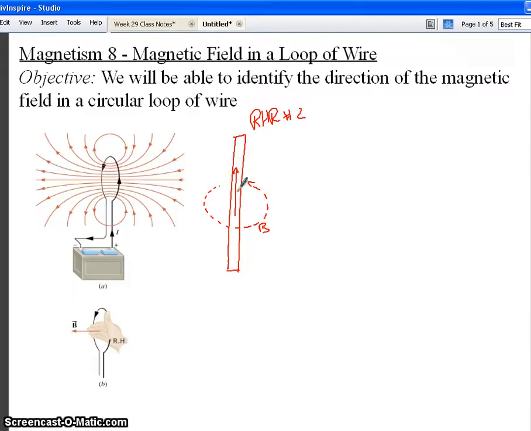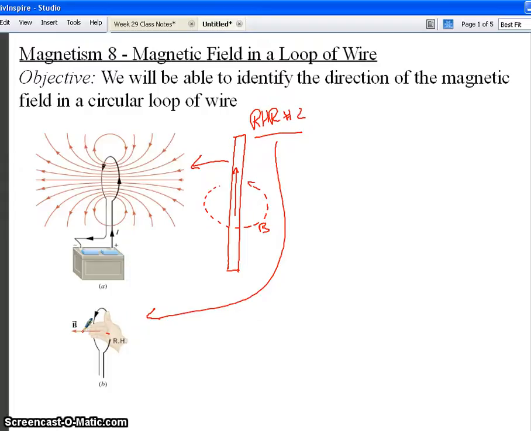So what if I take this wire right here and I bend it into a circle? Well, I have a circular loop of wire. I'm going to use the same right-hand rule number 2. All you have to do is find the direction of current, and then your thumb will follow the direction of current. And when you curl your fingers around, your fingers point like the magnetic field does. So your fingers point in this direction.